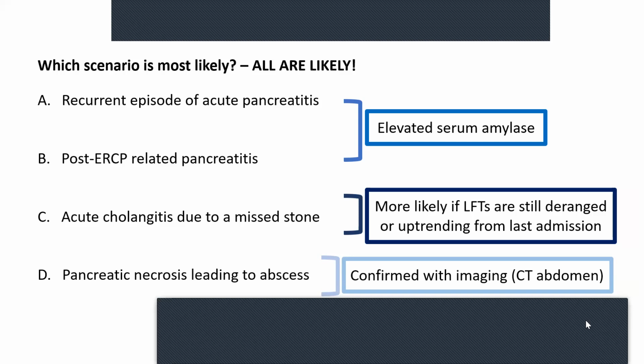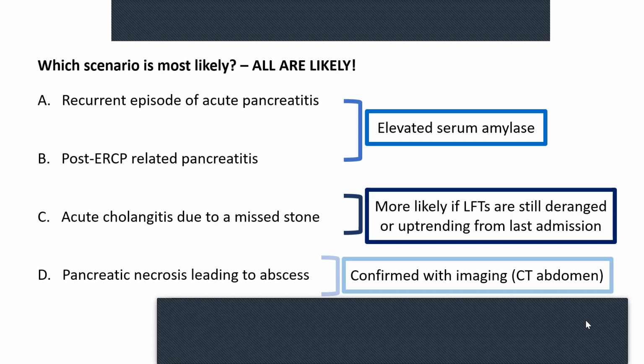With acute cholangitis due to a missed stone, the blood test results will demonstrate that the patient will be very septic and the LFTs will continue to be uptrending despite having had an ERCP done to remove an initial stone. Sometimes that can happen, but that's why we need to start from scratch, doing the history and the investigations to try and find the etiology of this.